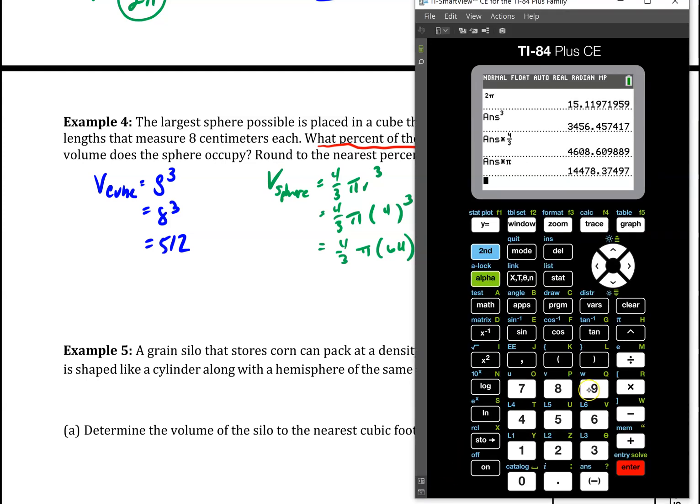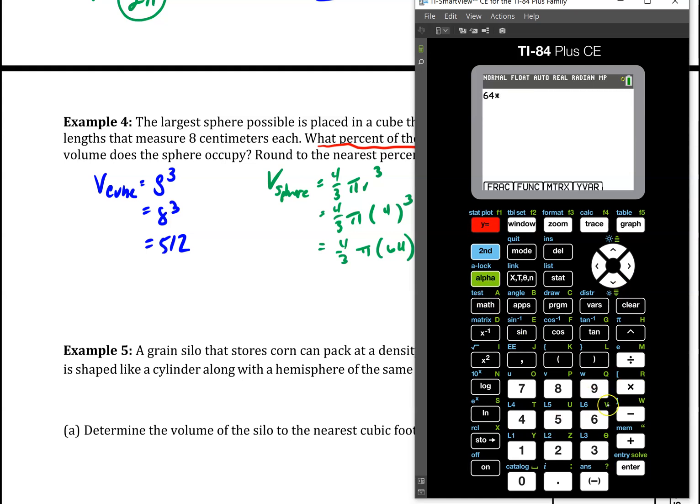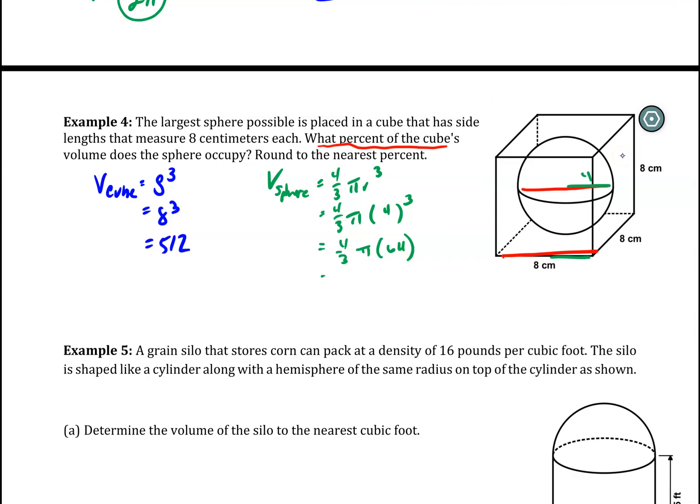So let's do that. So we got 64 times 4/3. All right, 256 over 3, and we're going to multiply that by pi, which gets us this decimal number here. So that's 268.0825... And again, we want a percentage now.